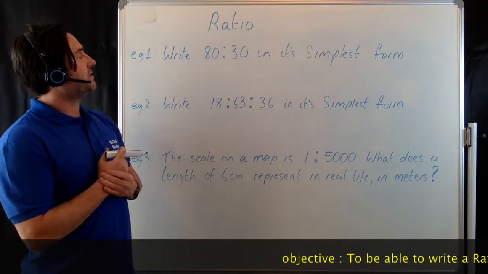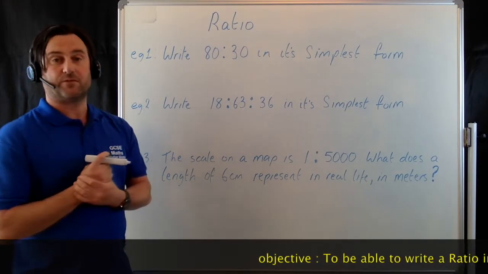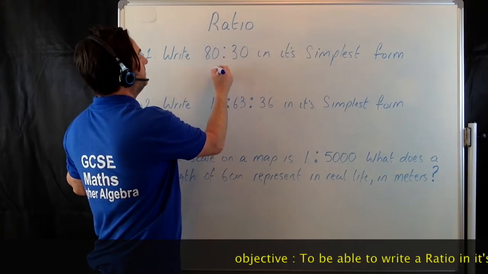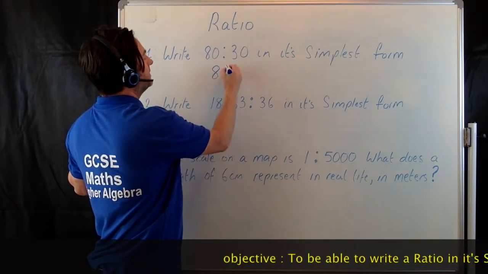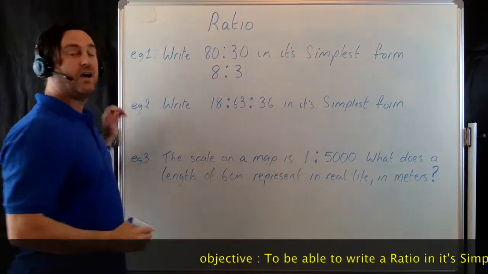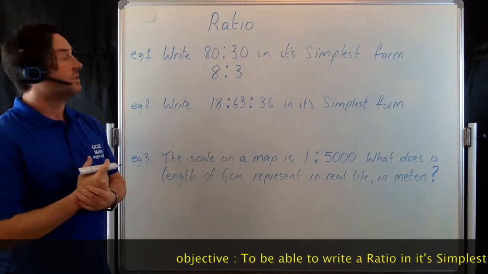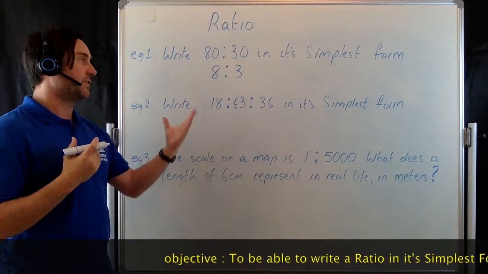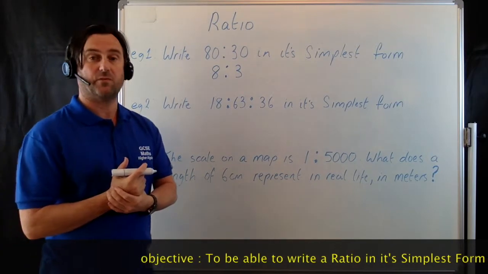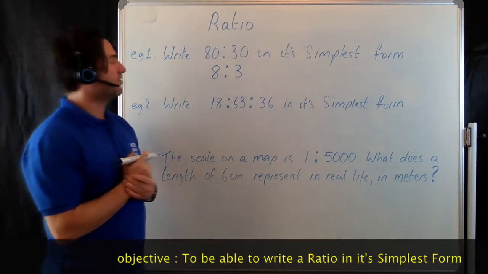So if I look at 80 and 30, I can see that 10 is a factor of both. So I can divide both by 10. That's going to leave me with 8 to 3. Are there any factors of 3 and 8? There's not, so there's no common factors, so that is that ratio 80 to 30 written in its simplest form. That's done. The second one here, 18, 63 and 36.